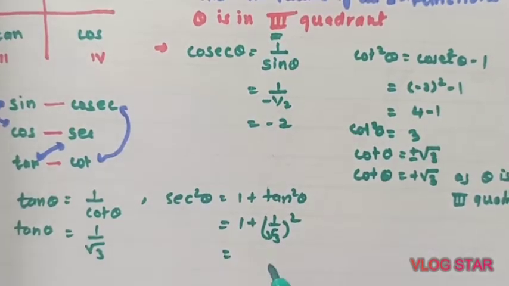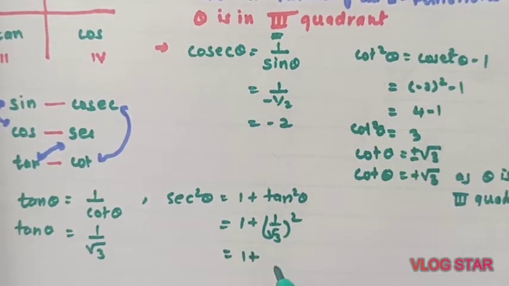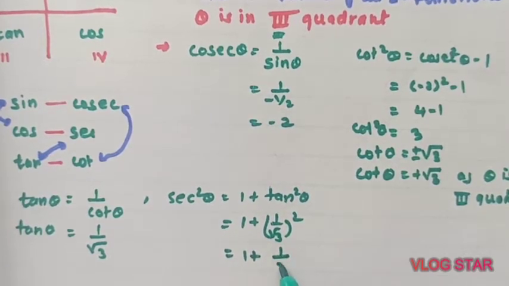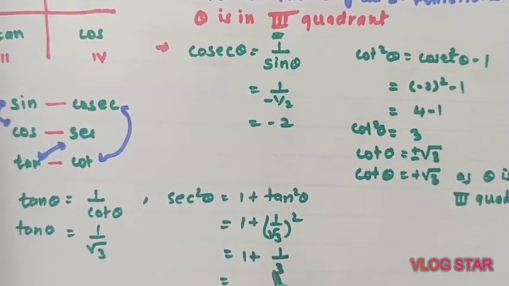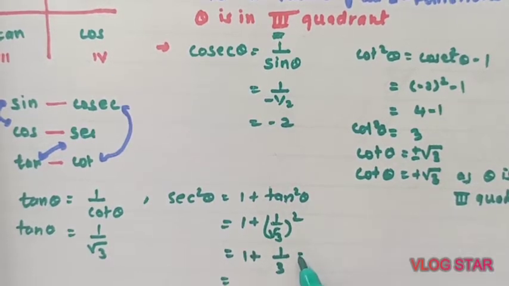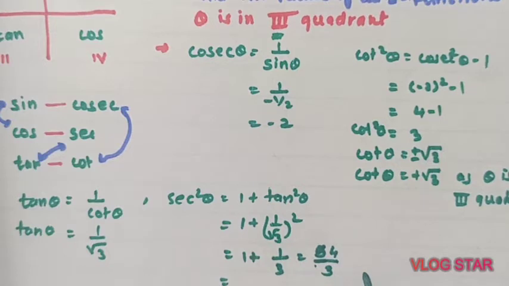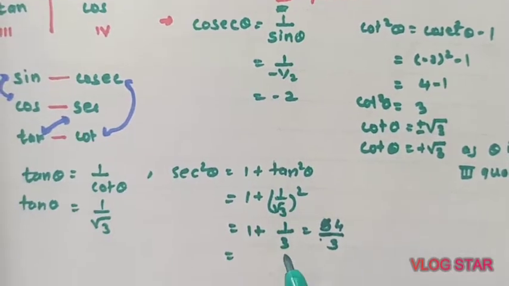So the answer is 1 plus 1 by 3, that is 3 plus 1, 4 by 3. So sec square is 4 by 3. What is the sec theta then?